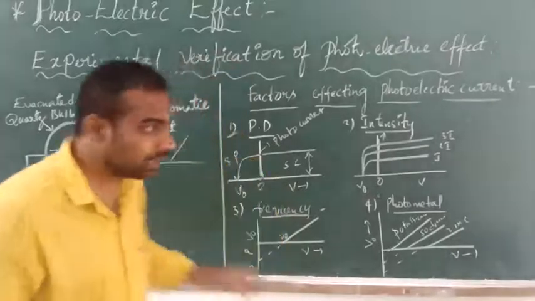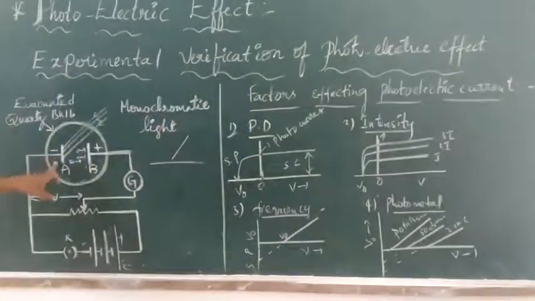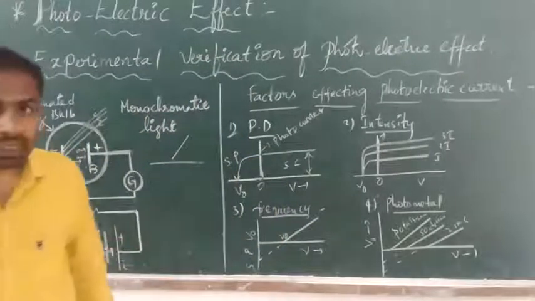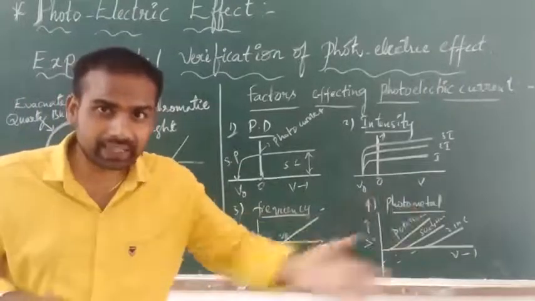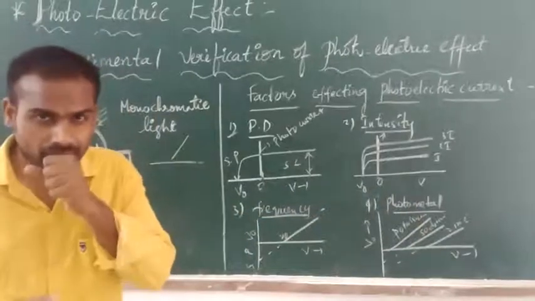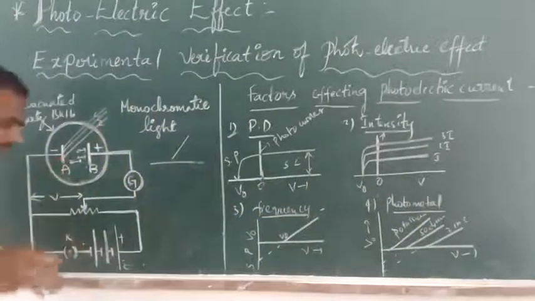The light incident on photoplate A not only produces electrons, but also gives some energy to the electrons. Is it clear?